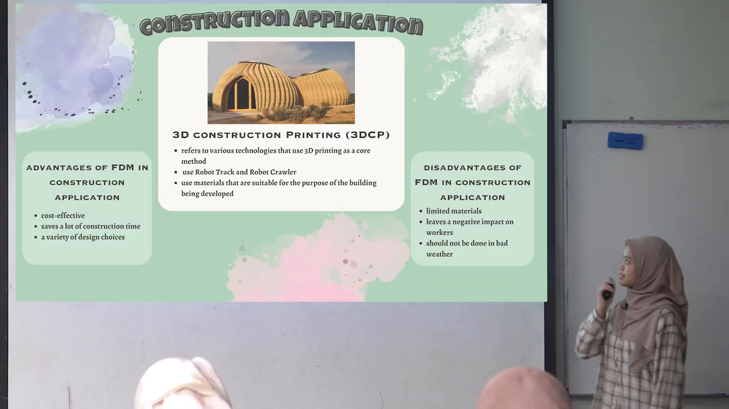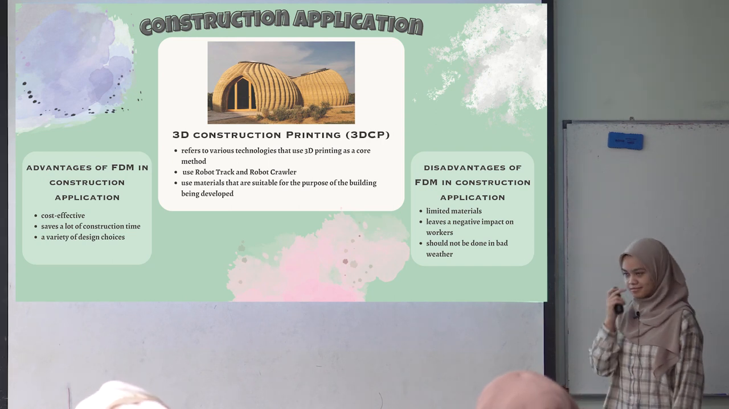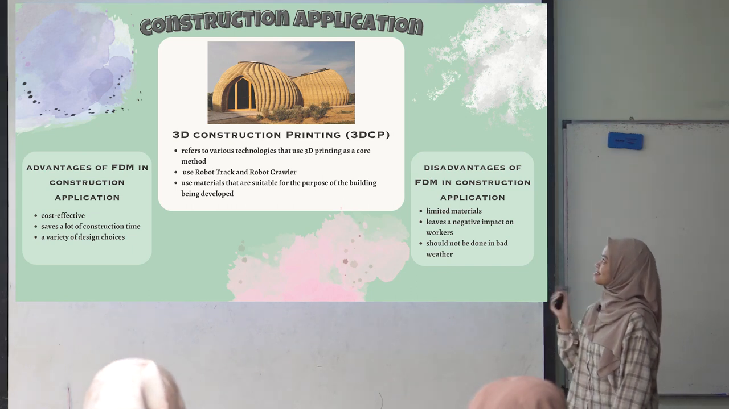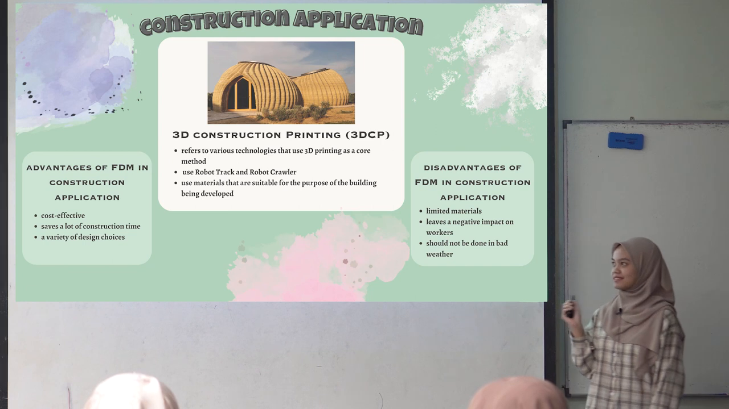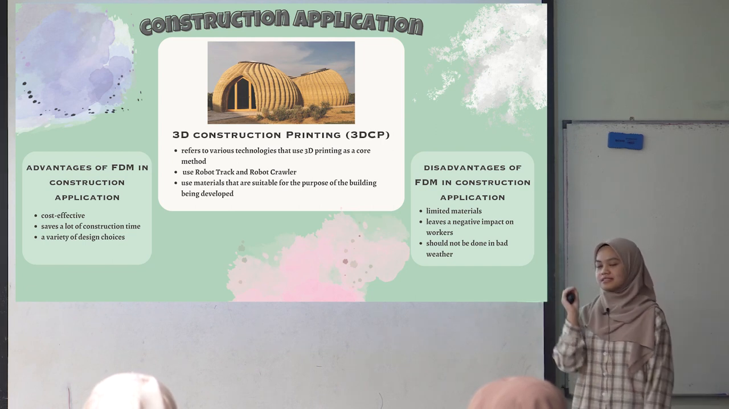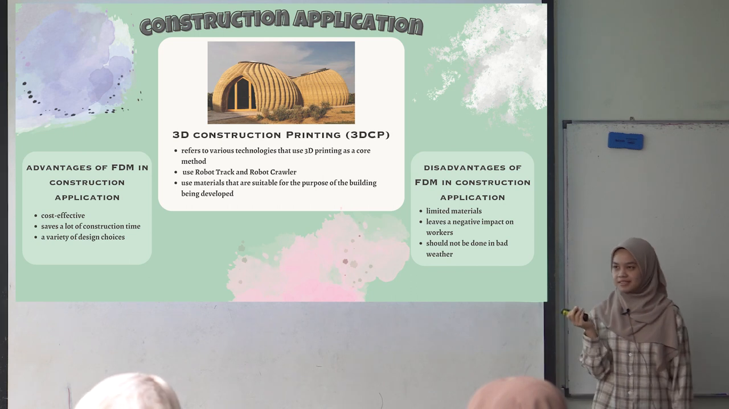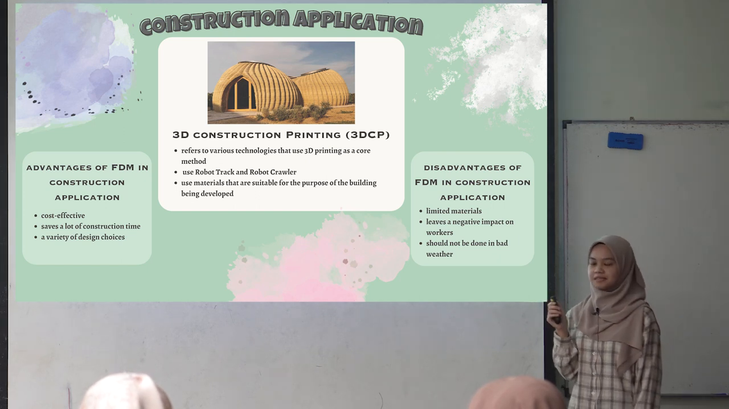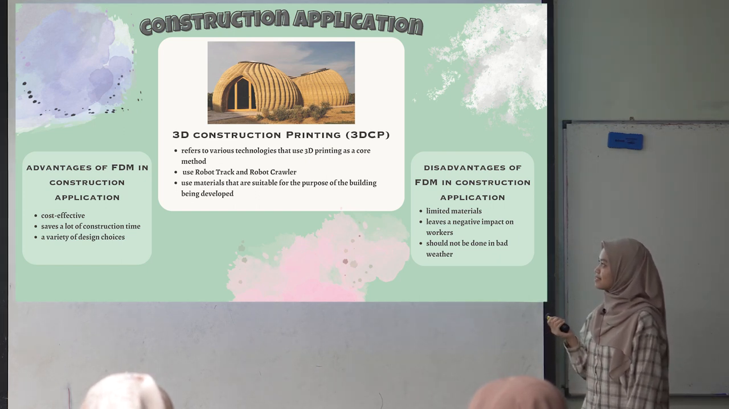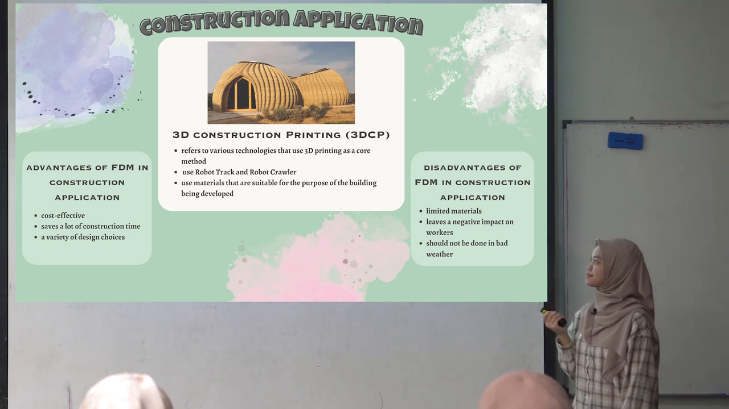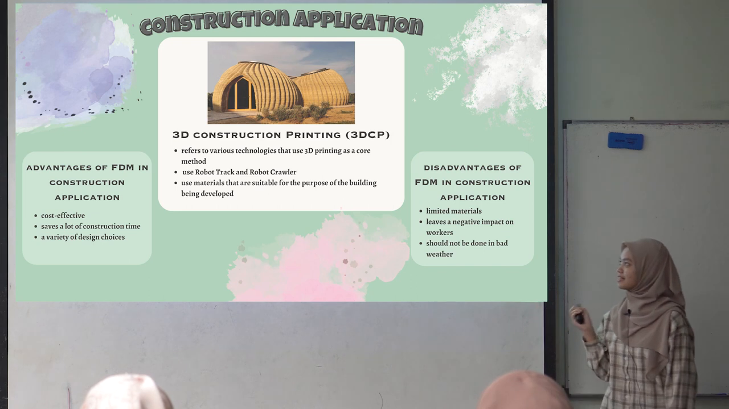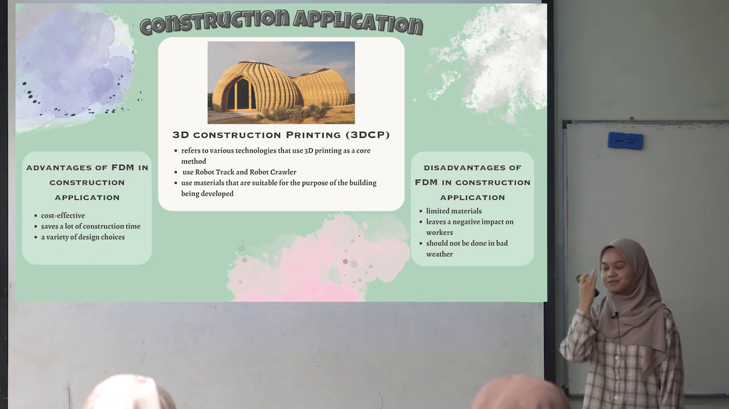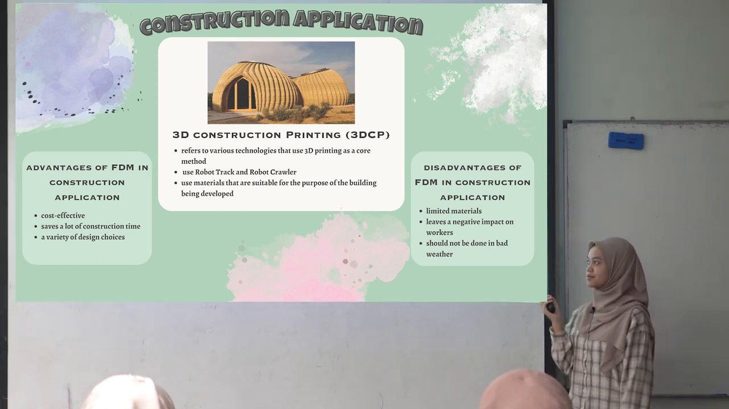Next is FDM in construction application. As we know, construction application in 3D printing is known as C3DP, construction 3D printing, or 3D construction printing, 3DCP. 3DCP refers to various technologies that use 3D printing as a core method to fabricate construction or building components.